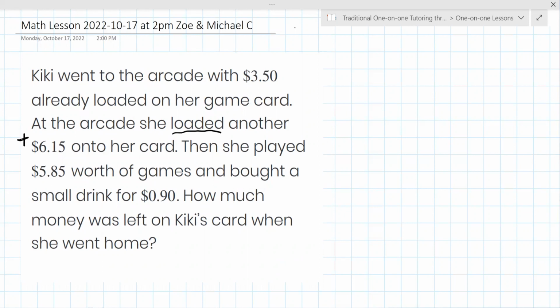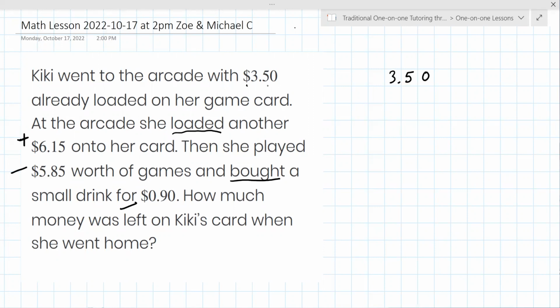Then she played $5.85 worth of games. When you play the games, are you adding or subtracting from your money? Adding. So you have to put the money into the machine to play the game. So it's going out of your pocket. Oh yeah, subtracting. Okay, and then she bought a small drink for 90 cents. Is she adding or subtracting with that? Subtracting, yeah.